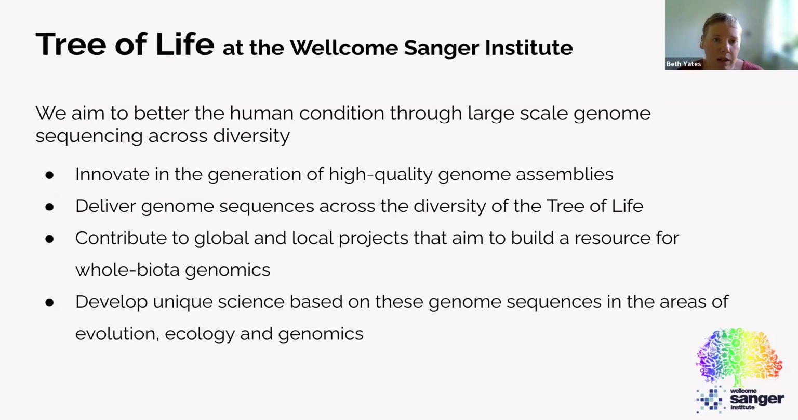So first of all, the Tree of Life at the Wellcome Sanger Institute, I guess a lot of you will know about that already if you found your way to BGA in the first place. But essentially what we're doing is we're aiming to better the human condition through large-scale genome sequencing across a lot of diversity. So we are innovating in the generation of high-quality genome assemblies. We're delivering sequence assemblies across the diversity of the Tree of Life. And we're contributing to global and local projects that aim to build a resource for whole biota genomics. And we're developing unique science based on these genome sequences in the areas of evolution, ecology, and genomics.